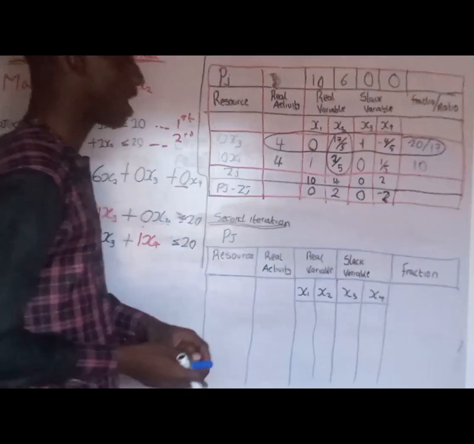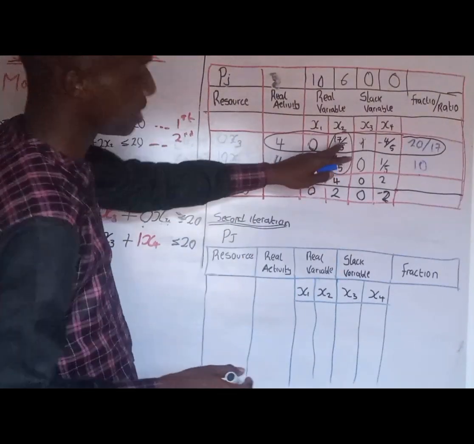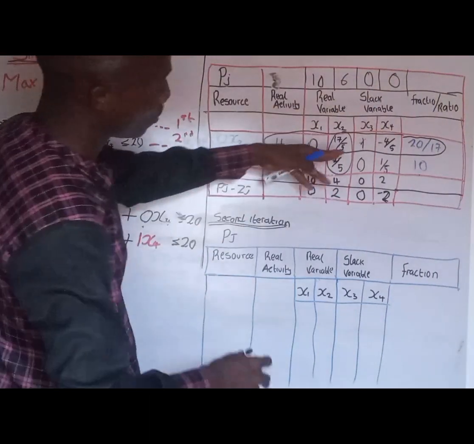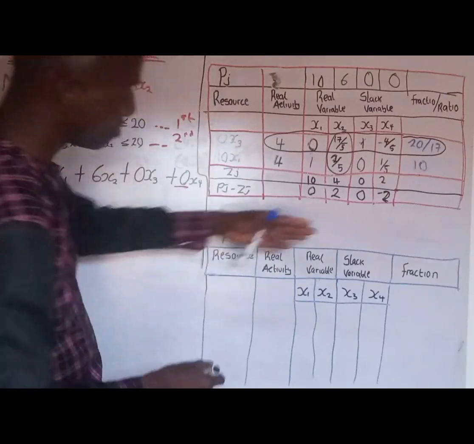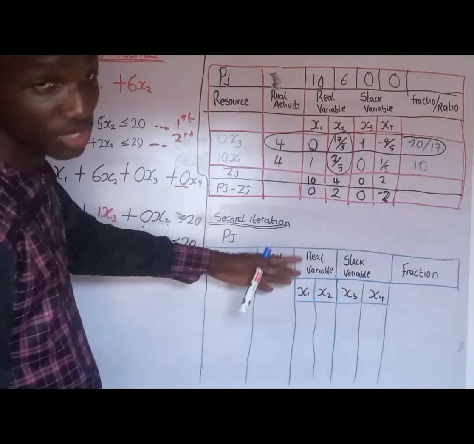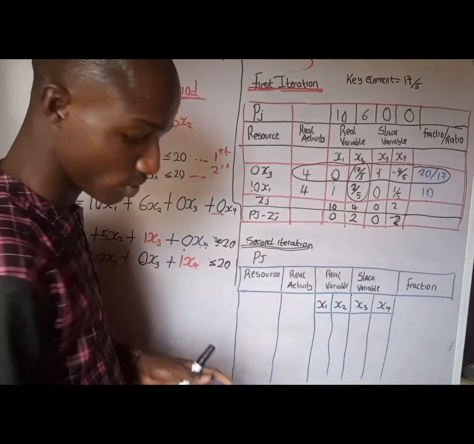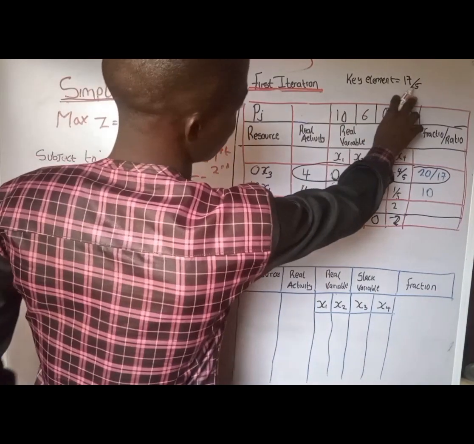Now let's proceed. Don't forget that our key element is 17/5, the element that intersects both the key row and the key column when I draw the line. So the key element is 17/5. Now let us label our table. This is how the table will look like. All this table that we have here. Don't forget that I told you that our key element is this, which is 17/5.